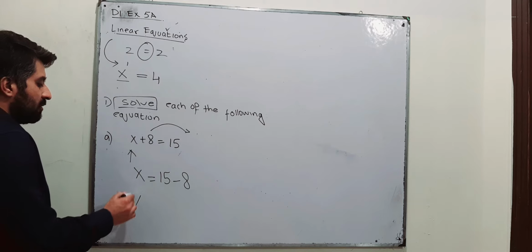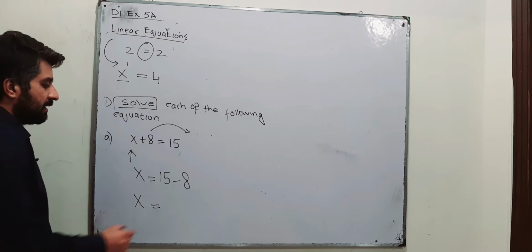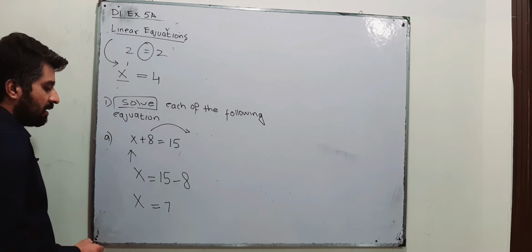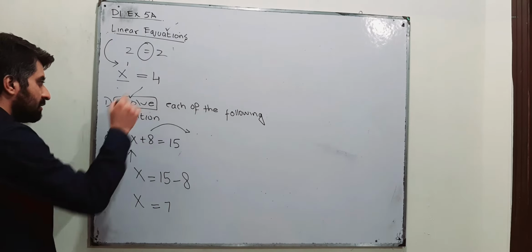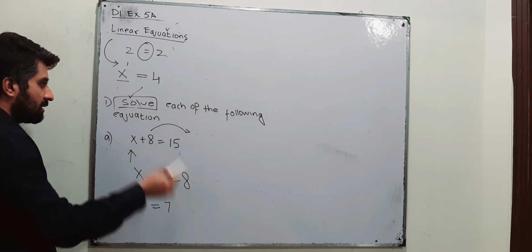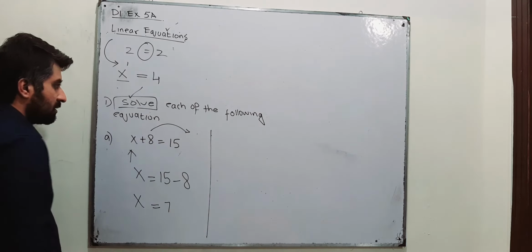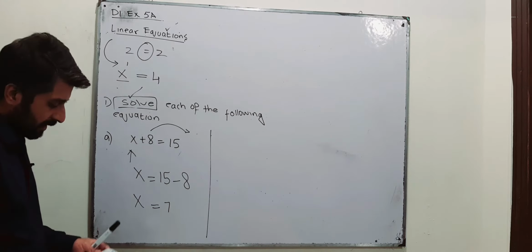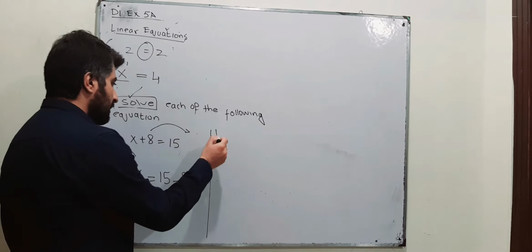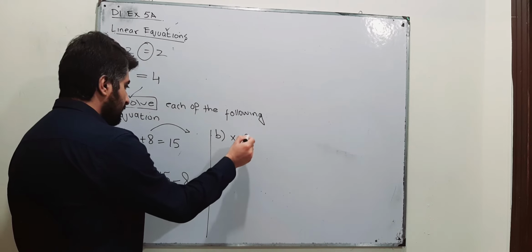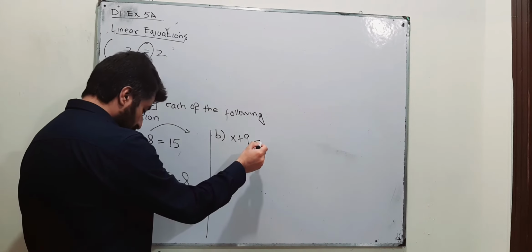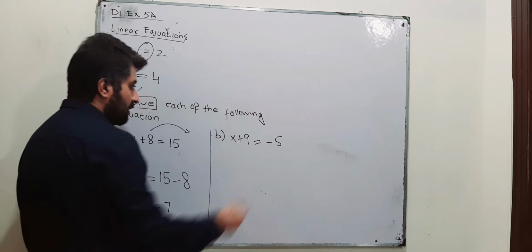So what will be the value of x? 15 minus 8 is 7. Well, this is what was asked from you in the question, to find the value of x. So part B is x plus 9 is equal to minus 5.